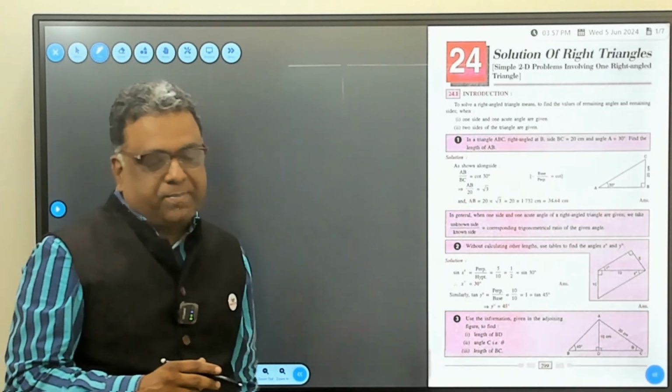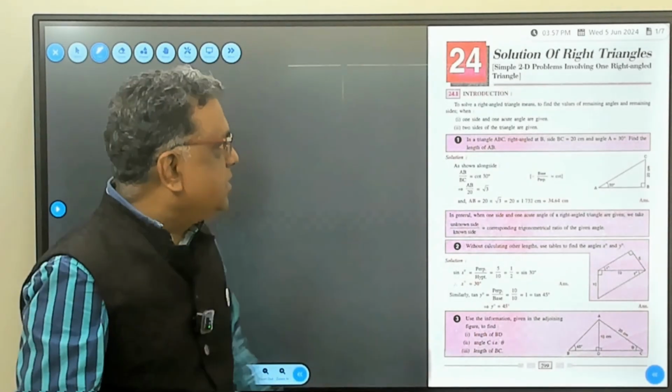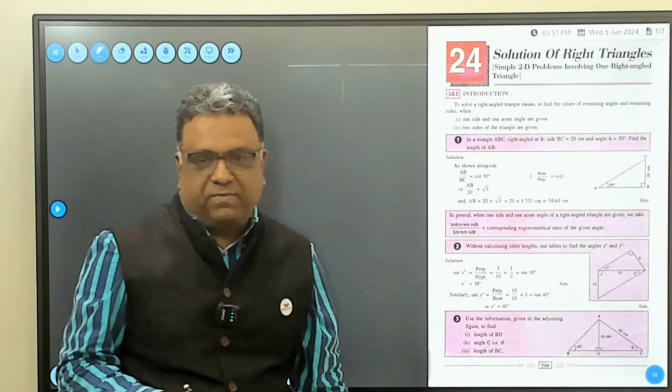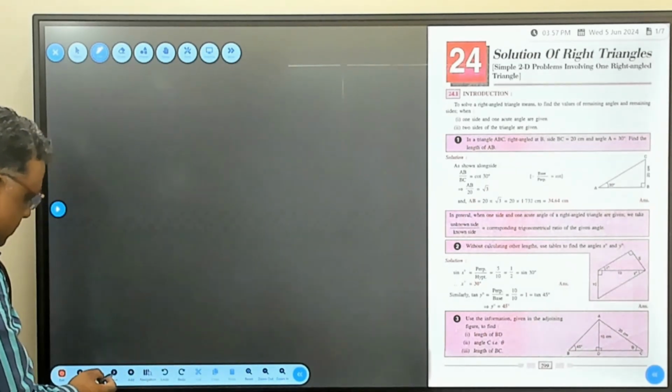Let's go to chapter number 24. We have finished 22 and 23. Now we'll try to finish chapter number 24, solution of right angle triangles. So let's directly go to the exercise.